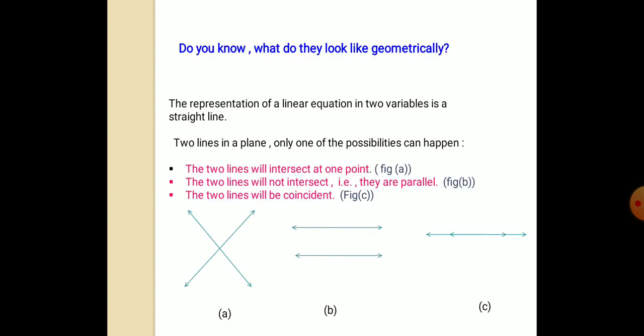Do you know what they look like geometrically? The representation of a linear equation in two variables is a straight line. For two lines in a plane, only one of the possibilities can happen. The two lines will intersect at one point. The two lines will not intersect, that is, they are parallel. The two lines will be coincident.